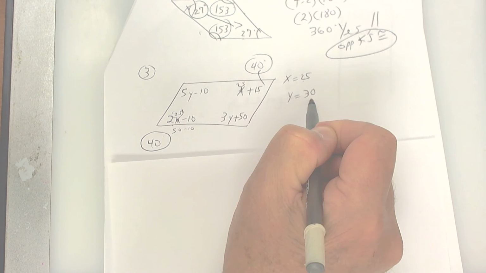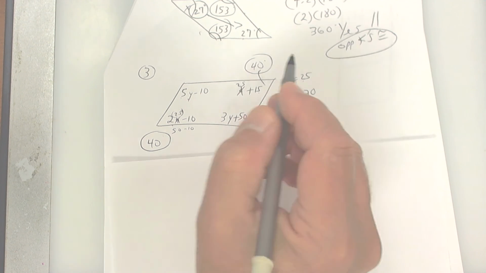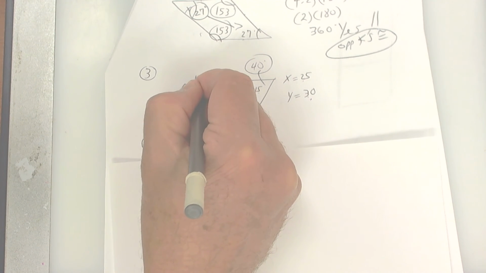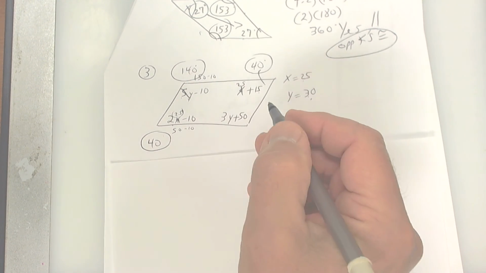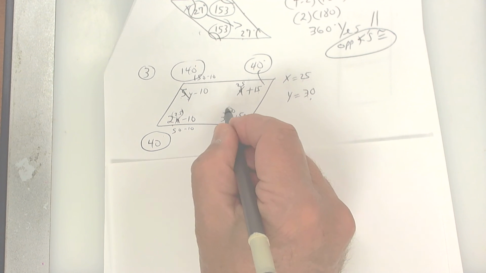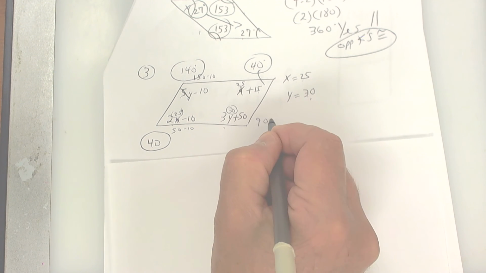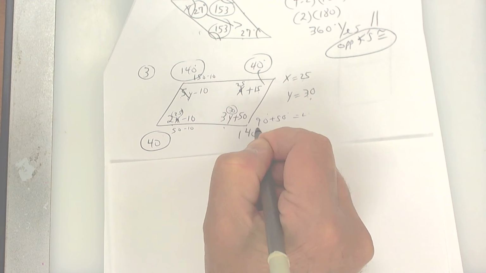Let's try y. 5 times y, or 5 times 30 rather, is 150. So 150 minus 10 is 140. So this angle is 140. We'll see if this one's 140. 3 times 30 is 90, and 90 plus 50 is 140. So now we have opposite angles are equal.